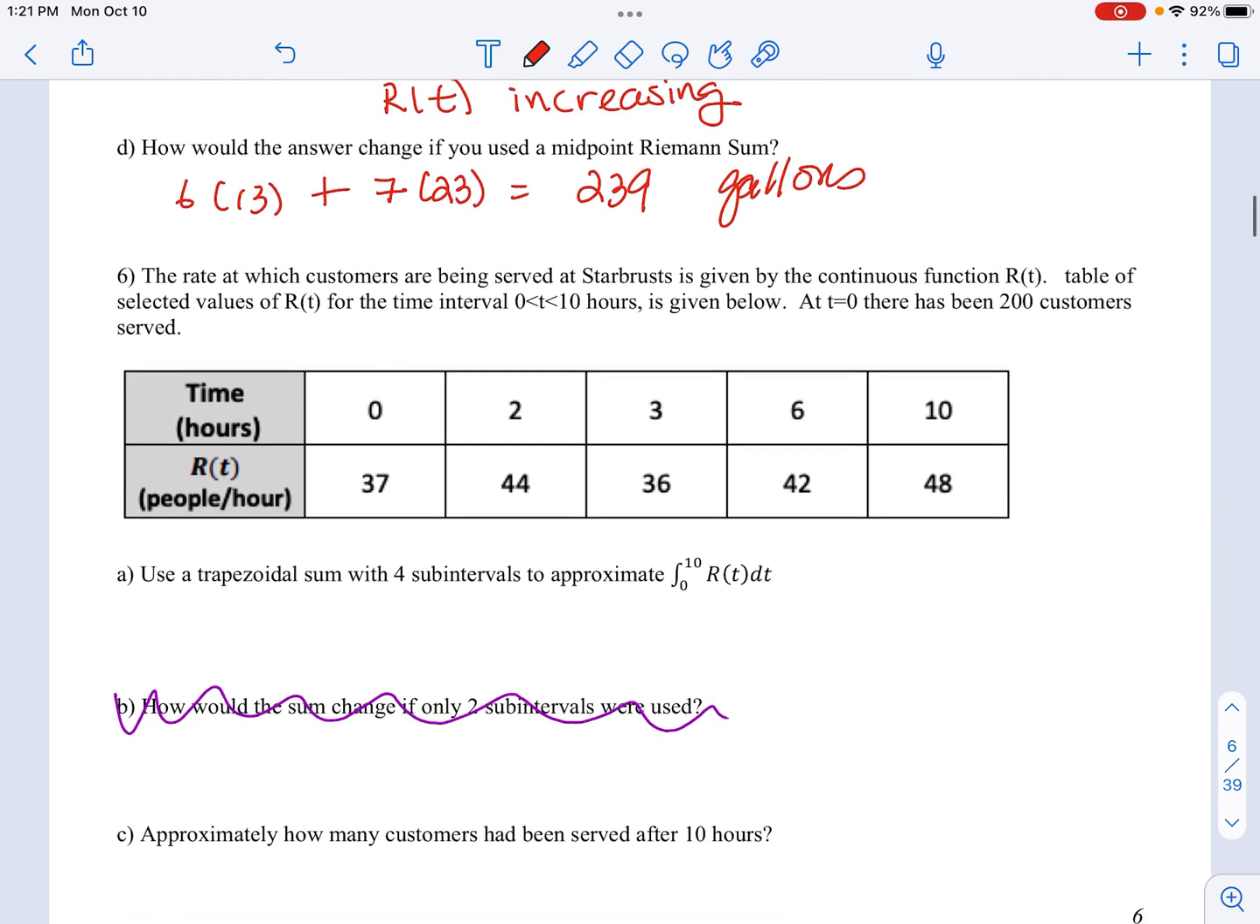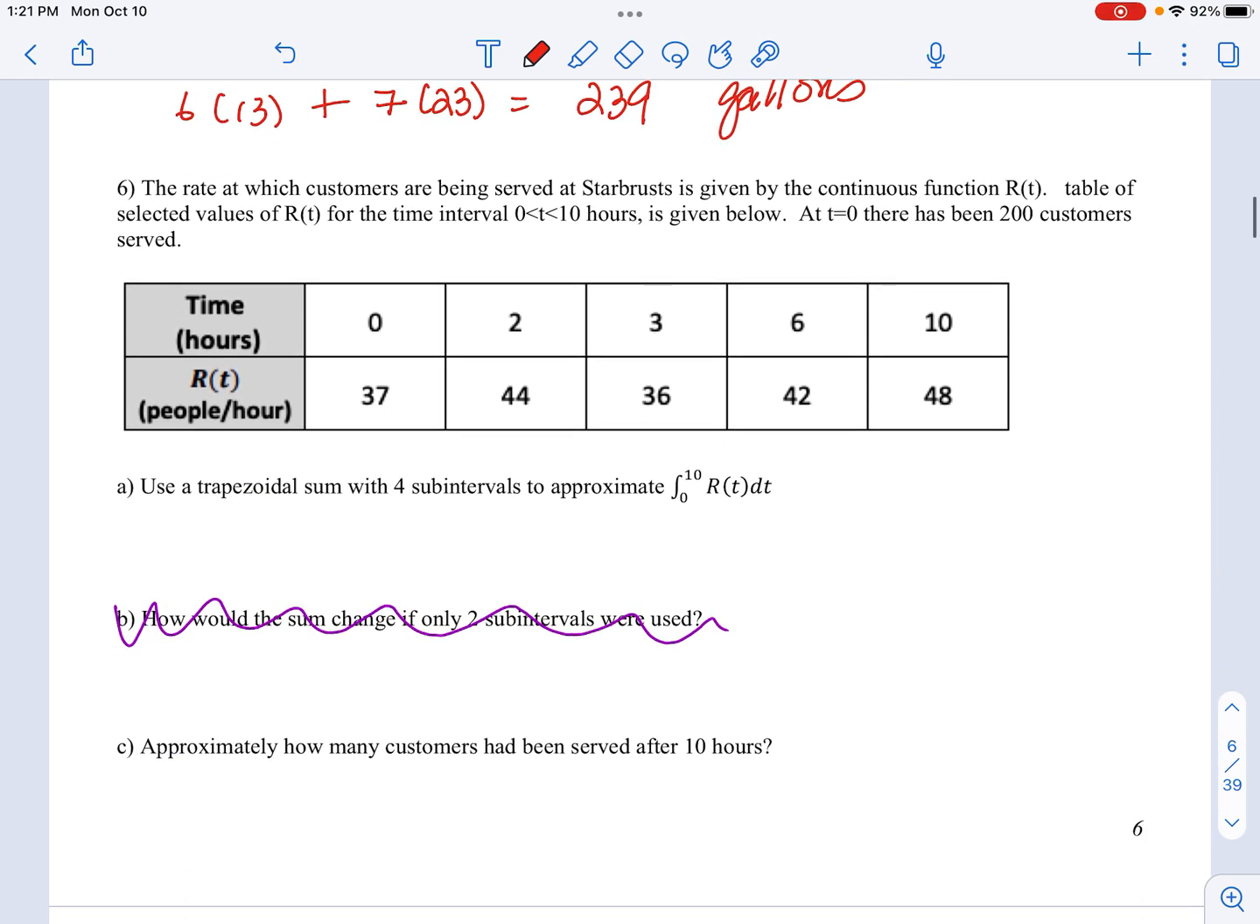Okay. The second one here is talking about the rate at which customers are being served at Starbucks. It's a continuous function. There's a table, and it also tells us that there are already 200 customers that have been served. But at time 0, when it starts, whatever that time is, there's 37 people per hour being served. Okay, so I want to use a trapezoidal sum with 4 trapezoids to approximate that exact area underneath this curve.